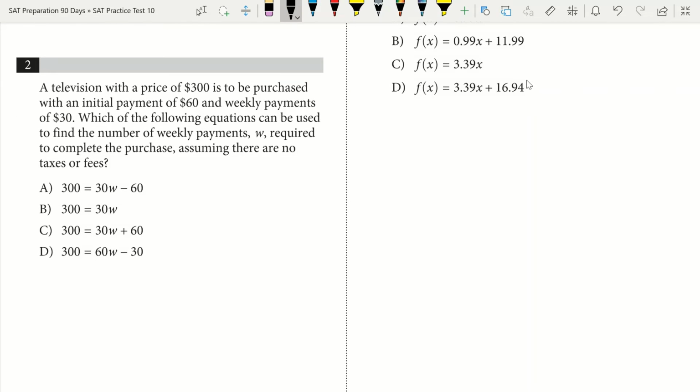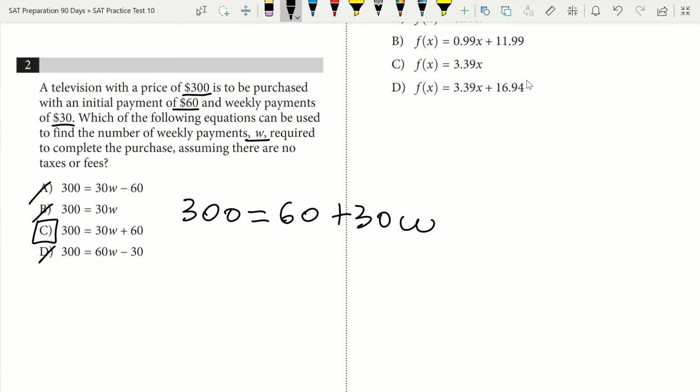So we have a television with a price of $300 that is to be purchased with an initial payment of $60 and weekly payments of $30. Which of the following equations can be used to find the number of weekly payments required to complete the purchase, assuming there are no taxes or fees? All right, so my total price is $300. I have an initial payment of $60, and then I'm paying an additional $30 per week. So that's going to be my equation there. I just find which one matches that, and I see that's answer choice C. So C would be my answer there.